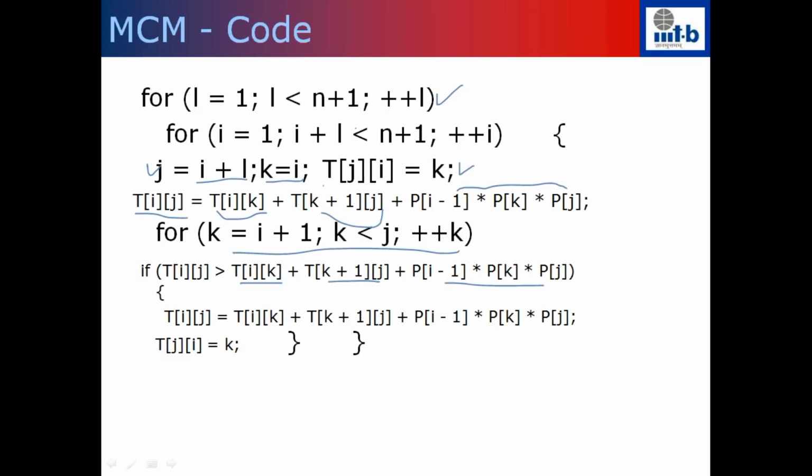Since there are three loops here, and we have to compute order n squared entries in the table, but computing each entry is order n, the total complexity of this algorithm is order n cubed, and it requires a table of size order n squared.